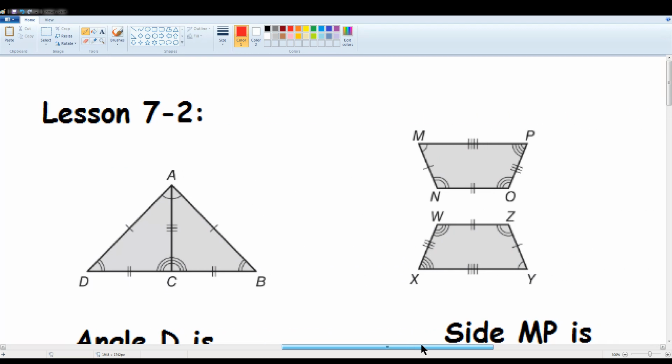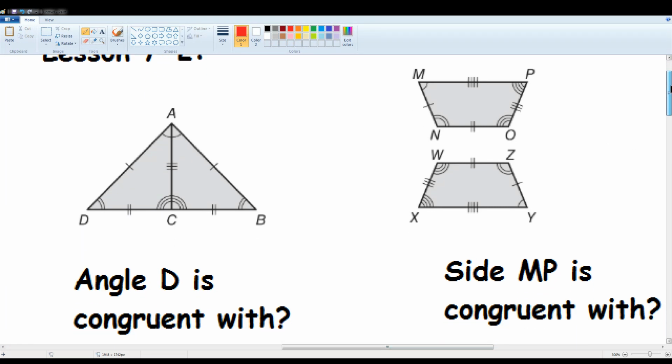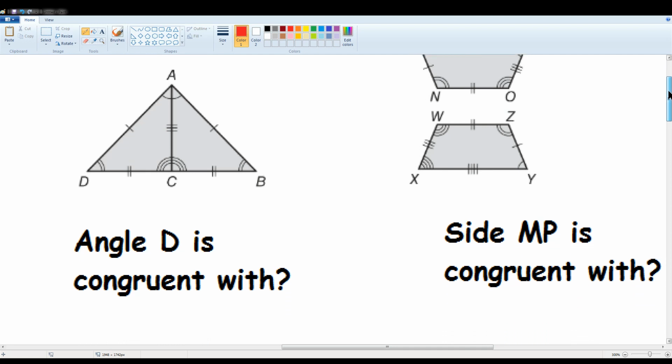On lesson 2, we're looking at congruent shapes, and we're naming the sides and angles that are congruent. So in the first one, I want you to look at the triangles here. Angle D is congruent with what angle in the other triangle? You should have answered angle B. Angle D is congruent with angle B. And how we can tell that is because the two marks here in the corner and the two marks here in the corner let me know that the measurement of those two angles match up.